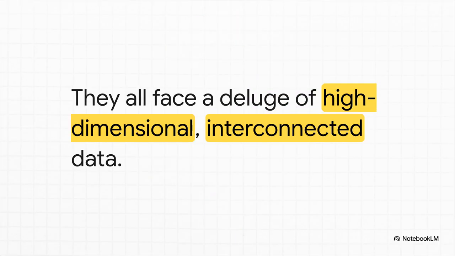And that challenge is this: a total flood of data that isn't just big, it's incredibly complex. We're talking about high-dimensional data. That means thousands, sometimes millions of variables all at once, and it's interconnected, where everything can influence everything else over time. This is exactly where our old maps start to fall apart.